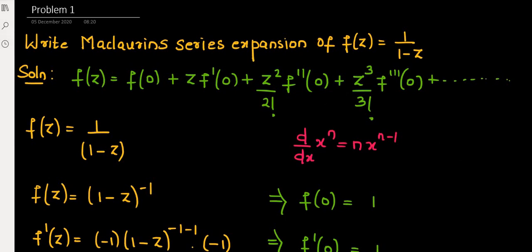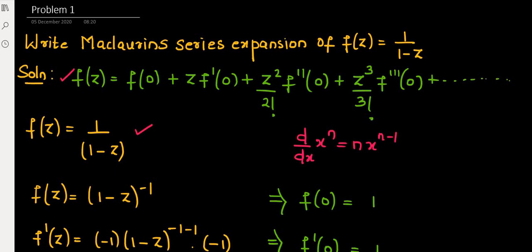You know the definition of Maclaurin series: a series expansion of this form which is expanded about the point z equal to 0 is called a Maclaurin series expansion of the function. Now write the Maclaurin series expansion of the function f of z equal to 1 by 1 minus z. So I have written the series expansion, I have written the function here.